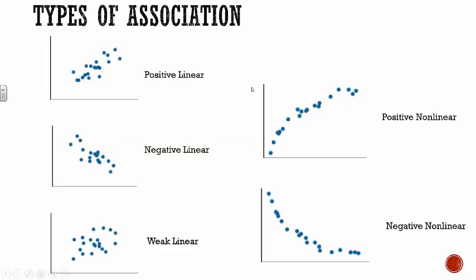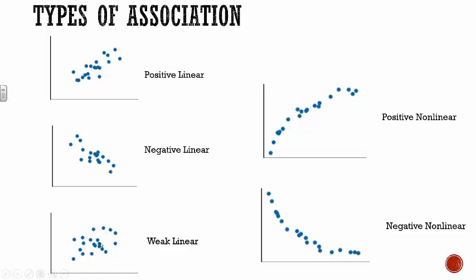Here are some examples of what scatter plots look like. Here's a positive linear association. We say it's positive because the slope is positive. It's going up from left to right, and it's linear because it resembles a straight line. Here would be a negative linear relationship because the slope is going down from left to right. And again, we say it's linear because it resembles a line.